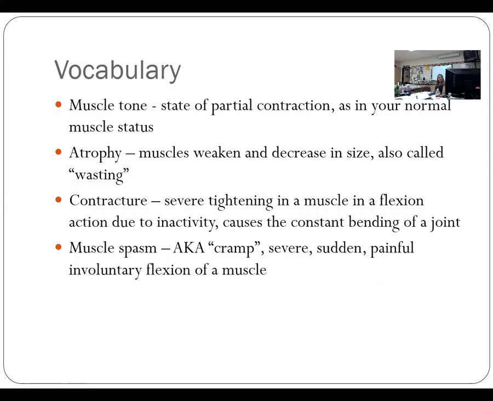All right, so vocabulary. Muscle tone is a state of partial contraction. That's like your constant tone of your muscle. Even if you're not using your muscle, it still has a state of tone to it. It still kind of has a contracting part to it. Atrophy, we've talked about. It's that muscle wasting. Contraction, we've already talked about. And then a muscle spasm is a cramp. You've all had muscle cramps before, I'm sure. So severe, sudden, painful, involuntary flexion of a muscle.